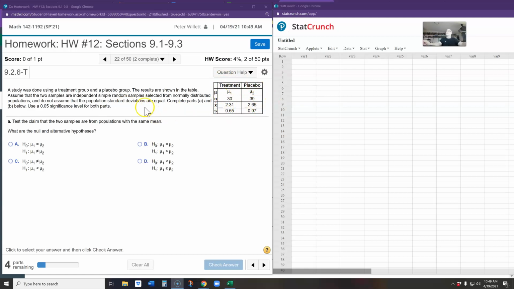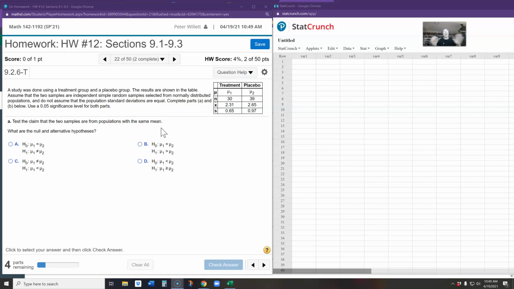Assume that the two samples are independent, simple random samples selected from normally distributed populations. And do not assume that the population standard deviations are equal. Complete parts A and B below. Use a 5% significance level for both parts. So in part A it says test the claim that the two samples are from populations with the same mean.